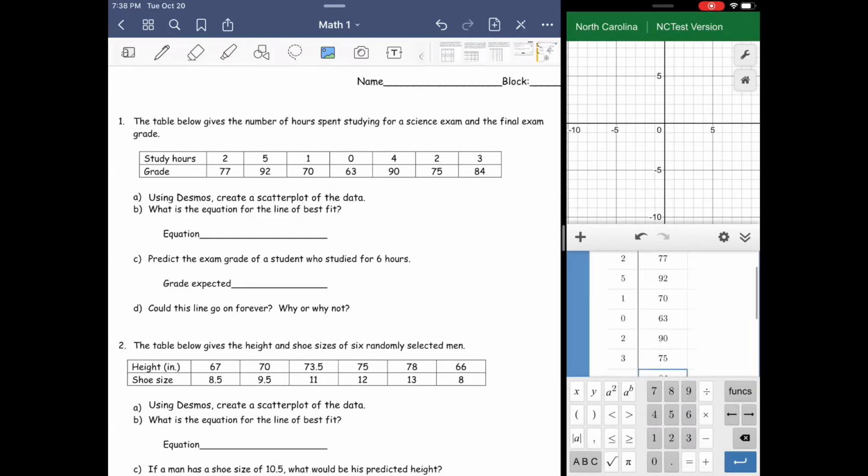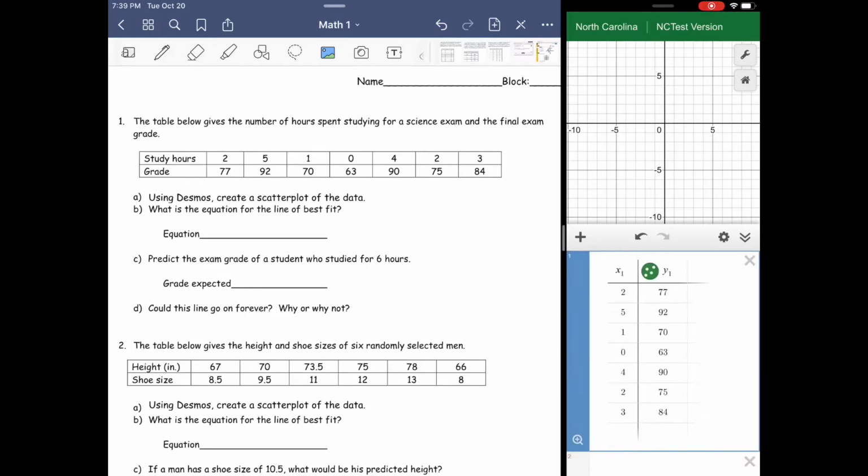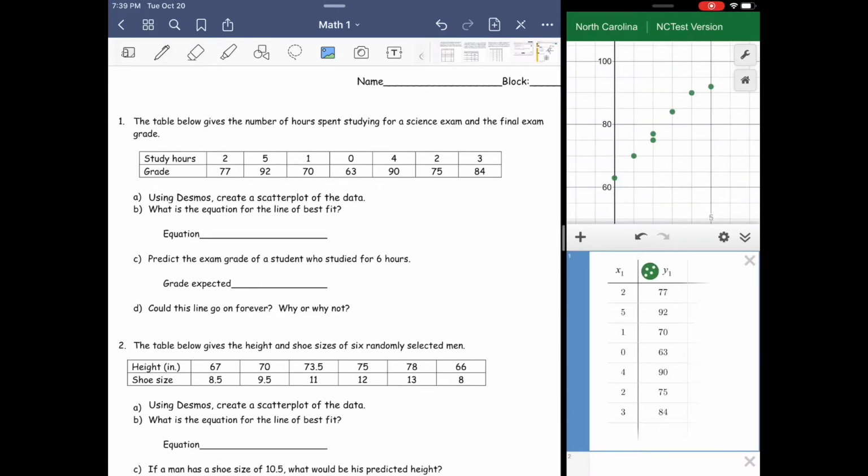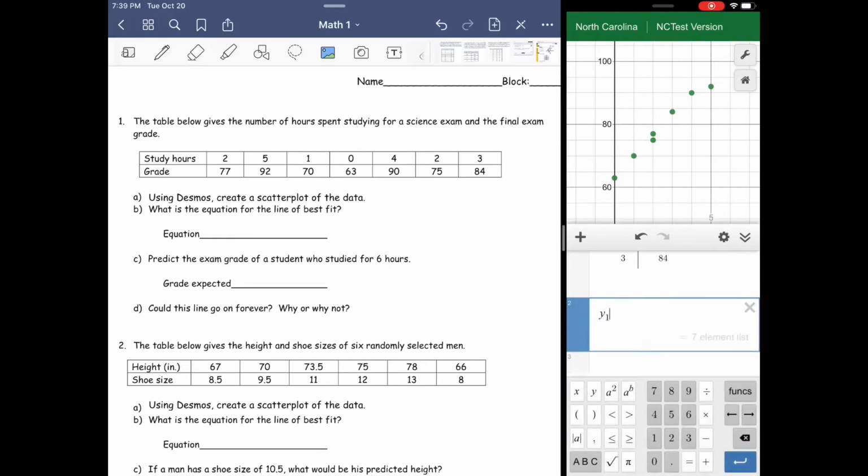I can already see that I made a mistake somewhere. So always go back and check your scatter plots and your tables. See, right here I missed a 4. That one number could completely change what I'm putting in. So remember, there's that zoom button right here in the corner. If I click that zoom button, it is automatically going to zoom for me.